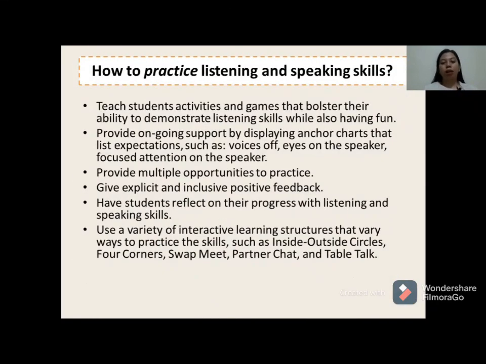So, why do we need to practice listening and speaking skills, and how to practice them? We need to teach our students activities and games that bolster their ability to demonstrate listening skills while also having fun. Because most of the time, the activities that we give them or activities in the book are kind of boring and they lose interest in them. So we need to think of activities and games that could get their interest.